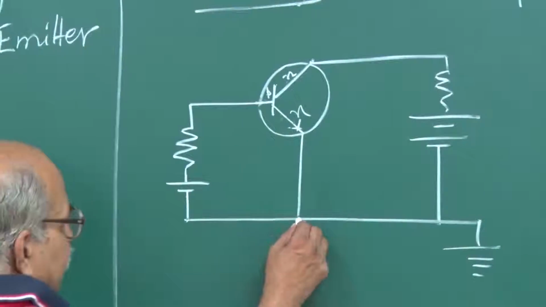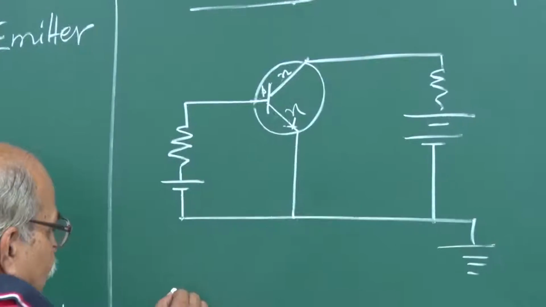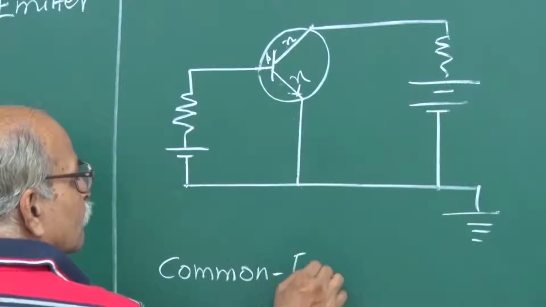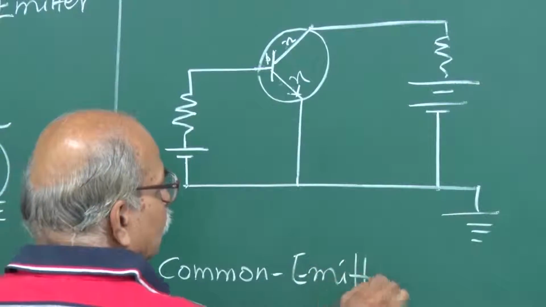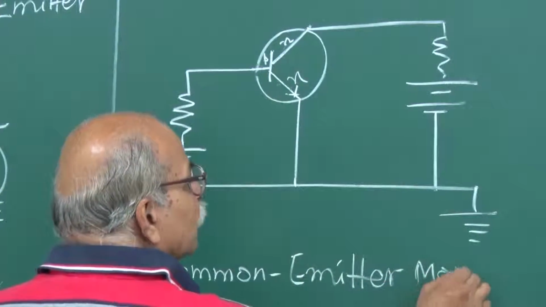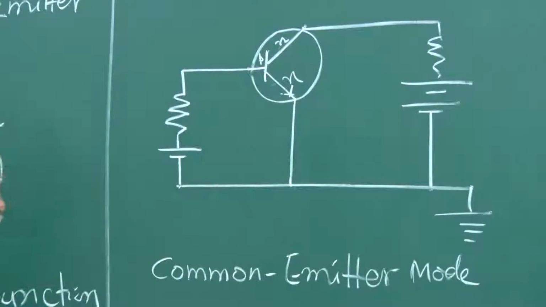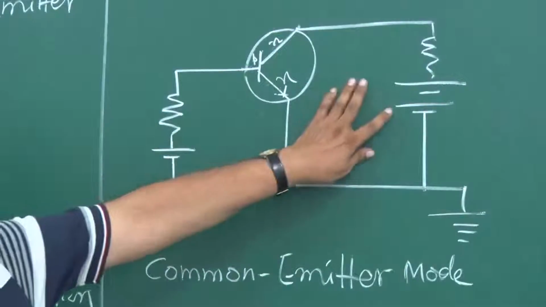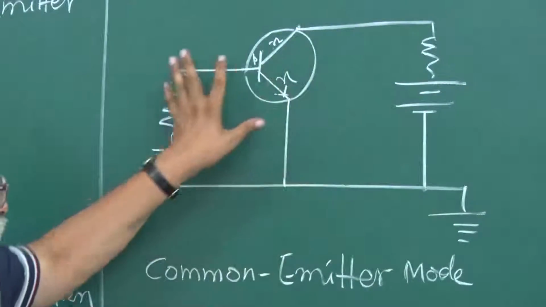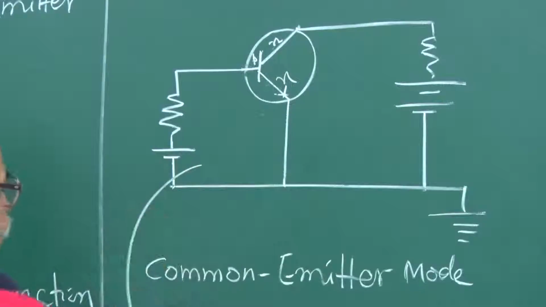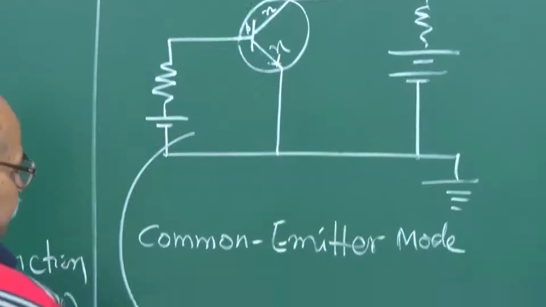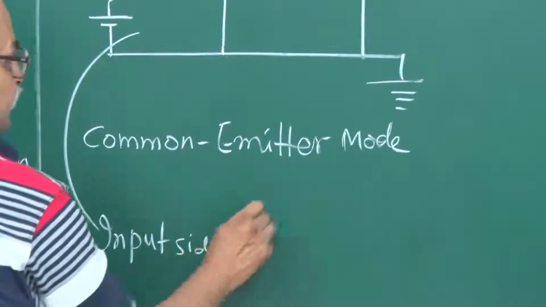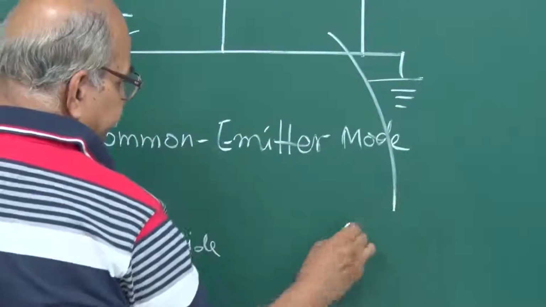So this configuration is known as common emitter mode. Why? Because there are two parts of the circuit, clearly you can see from this diagram. This is one part, this is another part, and this part of the circuit you can call the input side, and this part is the output side.